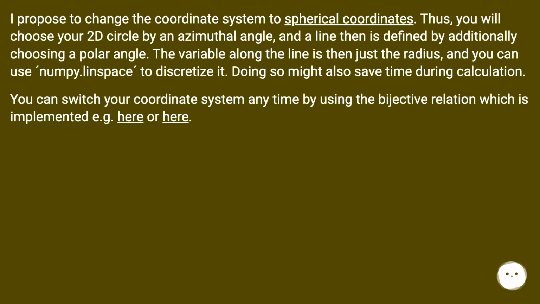I propose to change the coordinate system to spherical coordinates. Thus, you will choose your 2D circle by an azimuthal angle, and a line then is defined by additionally choosing a polar angle. The variable along the line is then just the radius, and you can use numpy.linspace to discretize it. Doing so might also save time during calculation. You can switch your coordinate system anytime by using the bijective relation which is implemented for example here or here.